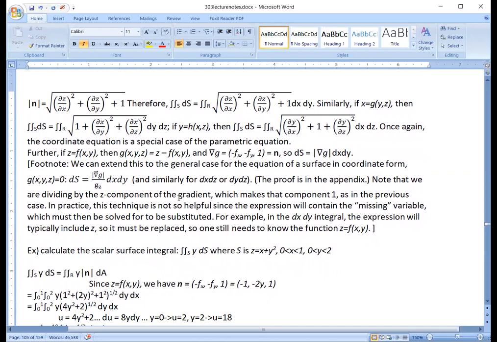u equals 4y squared plus 2, and then du is going to be 8y dy. So y dy is going to get replaced with 1/8 du. The second thing is, the way that I like to do these substitution integrals is I like to specifically write down the new bounds of integration. So if y goes from 0 to 2, when y is 0, my new variable u is 2, and when y is 2, my new variable u is 18.